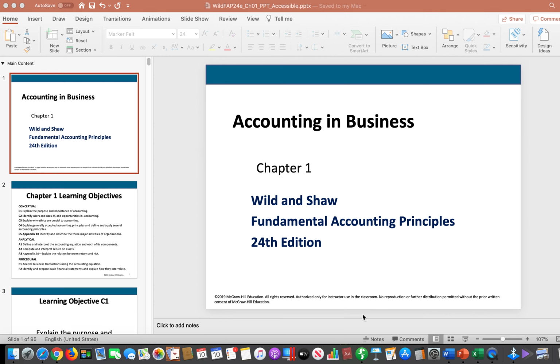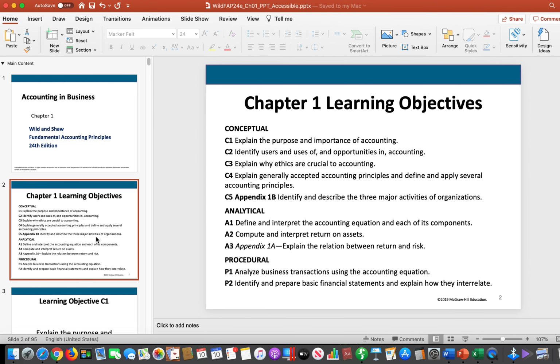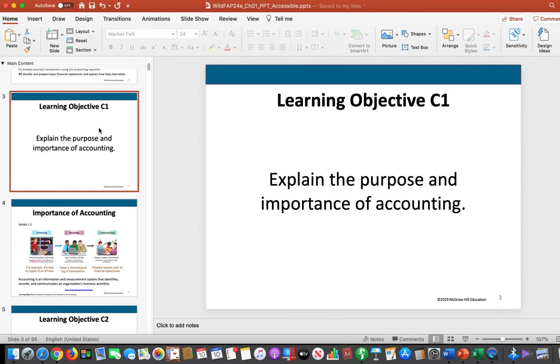Chapter 1 for Accounting 1800. And what we're going to do, of course, is cover these objectives, which you don't have to read now because we're going to cover them anyway. So let's start with how important accounting is.